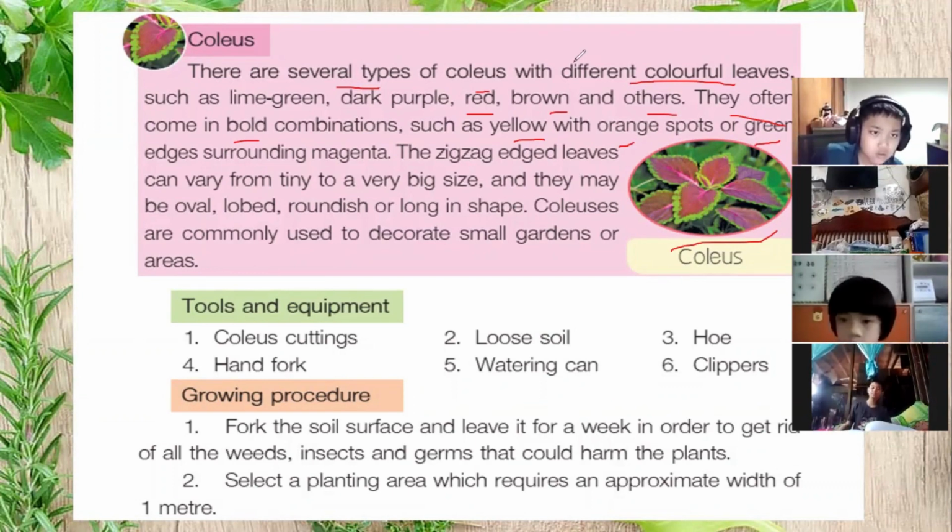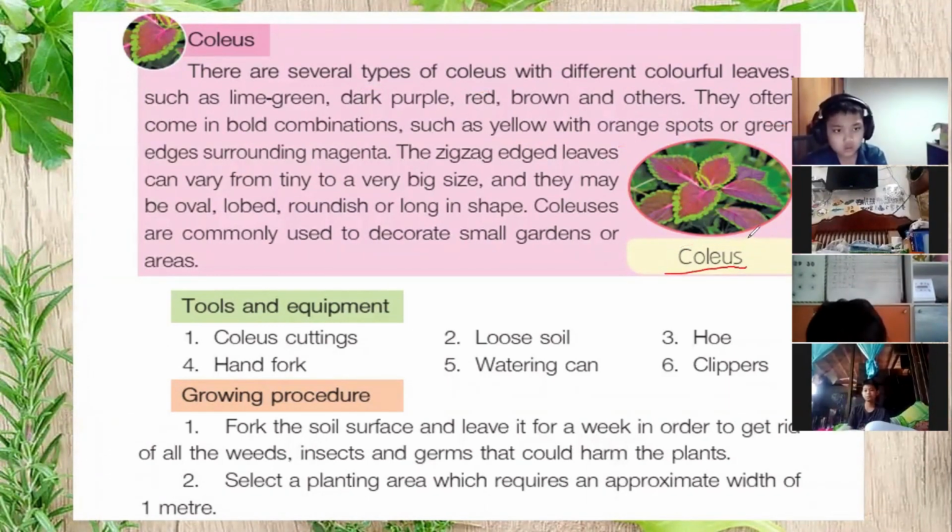So here you can see in the picture, first of all, we have Coleus, and we have many different types. What is the most attractive thing about this plant? Because they have colorful leaves, right? They have different colors like lime green, dark purple, red, brown, and others. So these are all different colors of Coleus.